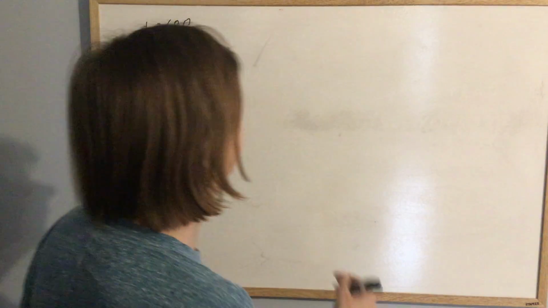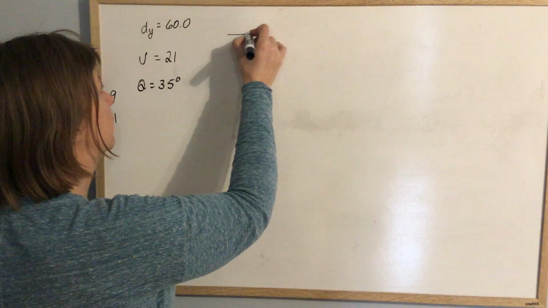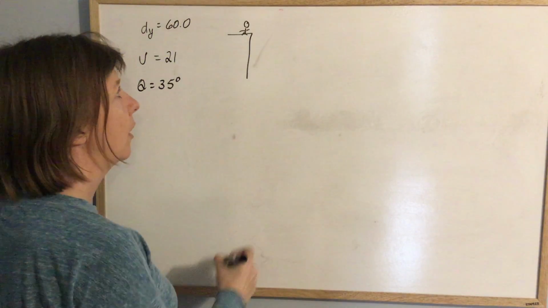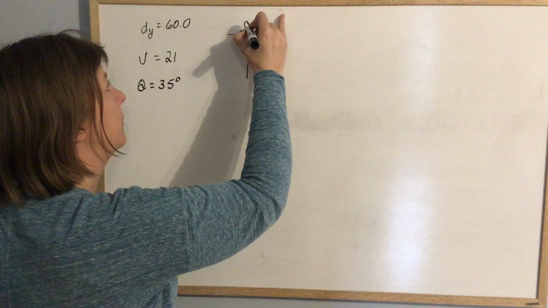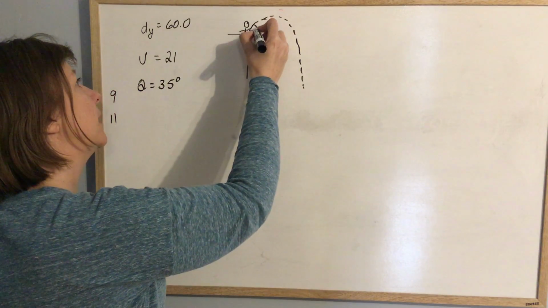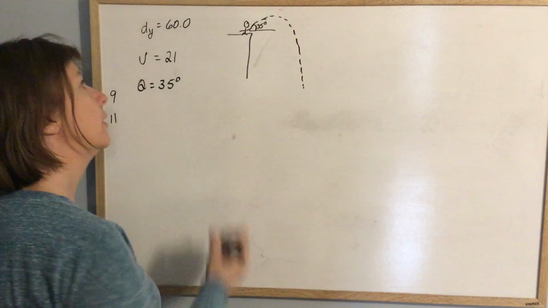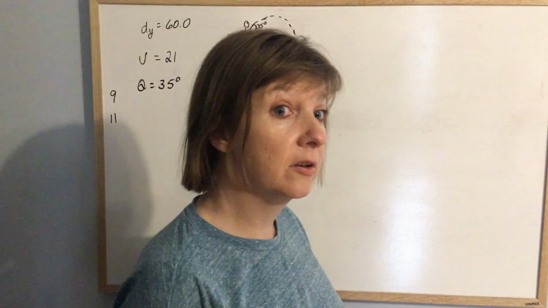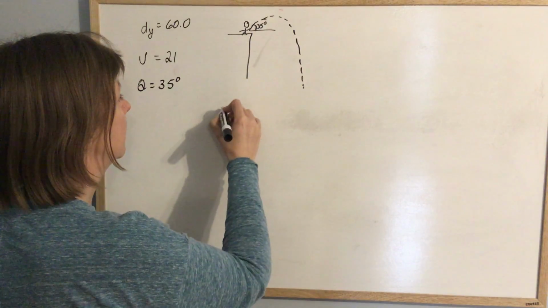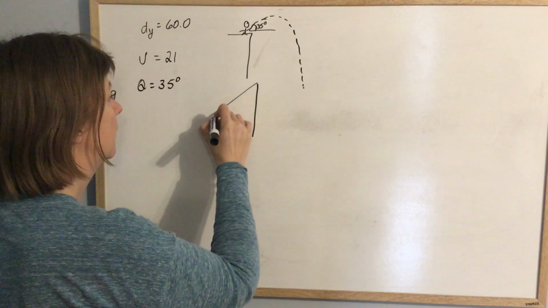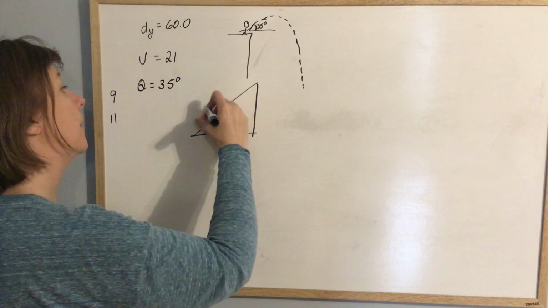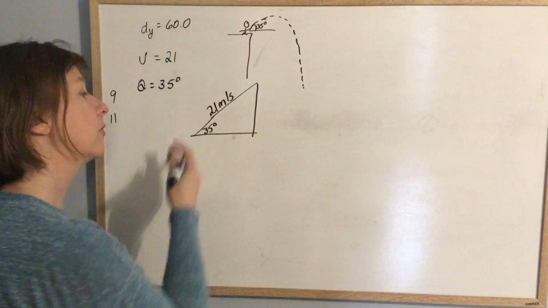So what are they talking about? You have a cliff and you're standing on the cliff. You don't just throw the rock straight out. You actually throw it up a little bit, and then it comes down. That up a little bit is at an angle of 35 degrees with the horizontal. So I'm going to blow that part up a little bit. Here's my 35 degrees with the horizontal, and my velocity is 21 meters per second.